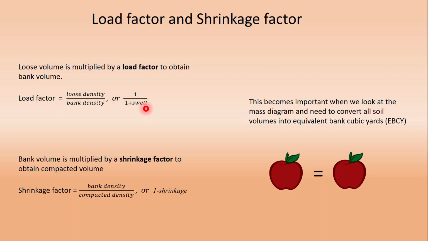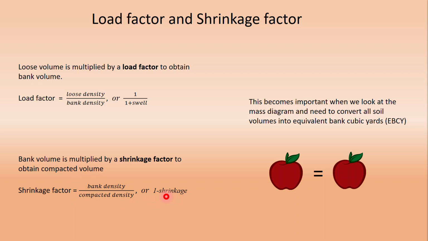What we're going to care about is shrinkage factor, right? And your bank volume, which is how it is coming out of the ground, can be multiplied by a shrinkage factor to obtain the compacted volume, right? So once we dig soil out of the ground and go move it, how much space is it going to occupy once we compact it down? And that's equal to your bank density over your compact density, or it could simply be reduced as 1 minus your shrinkage, where this is your shrinkage percentage, expressed in terms of a decimal again.